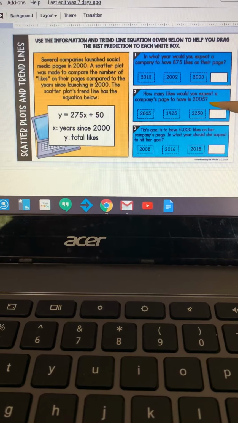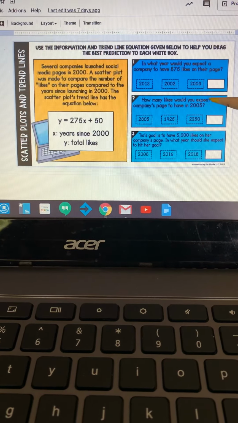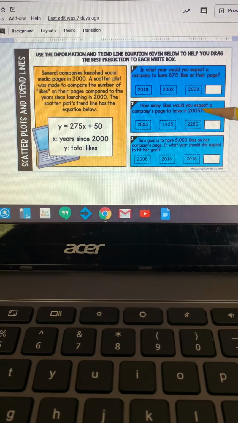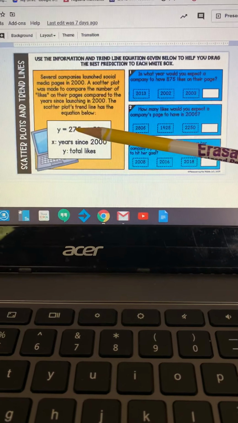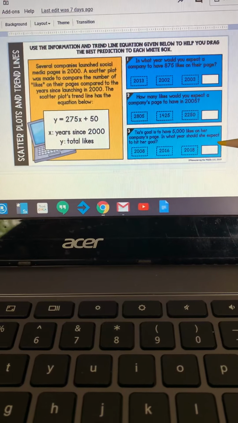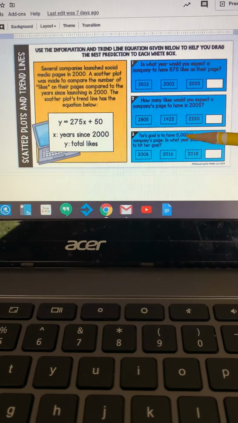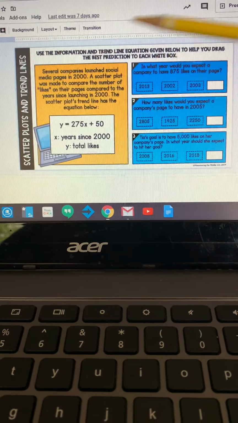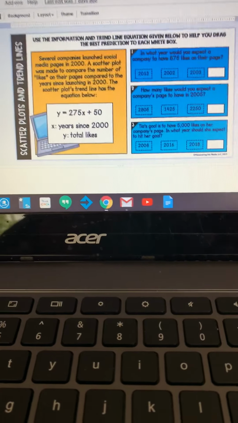The second one is how many likes would you expect a company to have in 2005? That means 5 years have passed. So just plug in 5. So just do 275 times 5 plus 50, get an answer. And then this one is if you want to get 5,000 likes, again, plug that in for y, solve for x, and then see which answer makes sense.